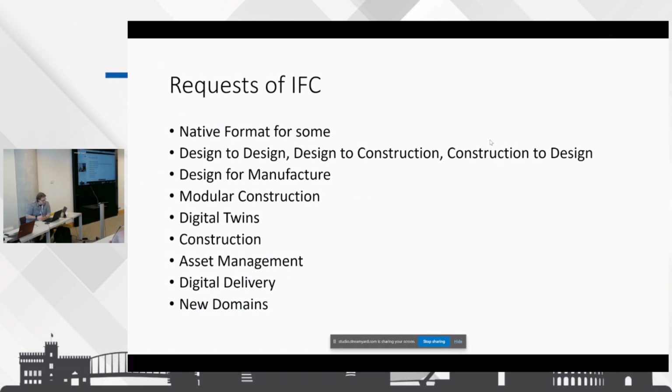So we had this initial list, which is what are all the requests of IFC in the future? And this is just a list. It's not necessarily saying there's a priority for any of the things.